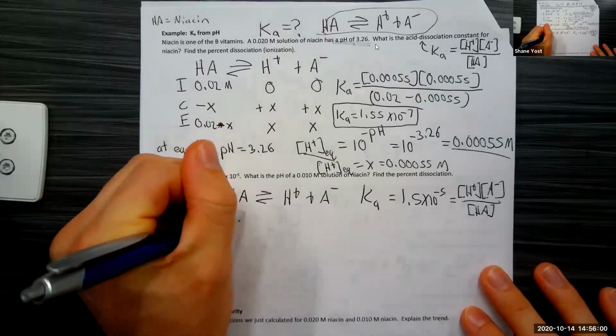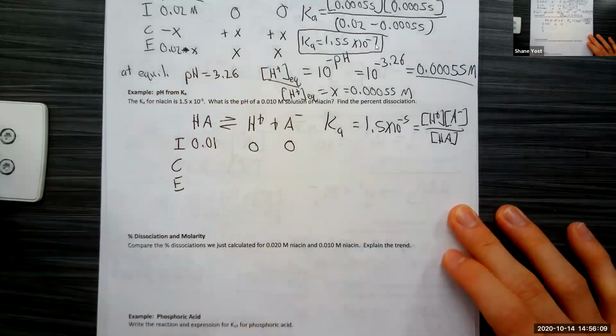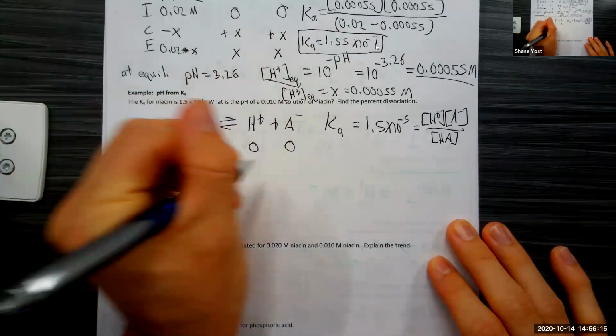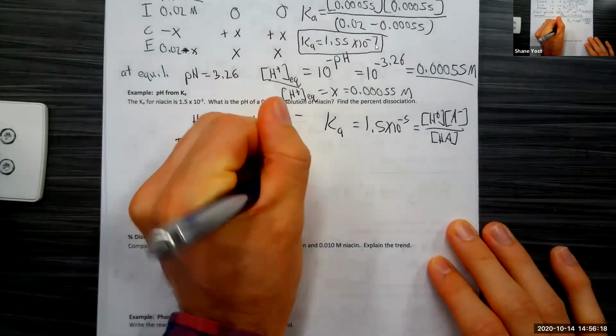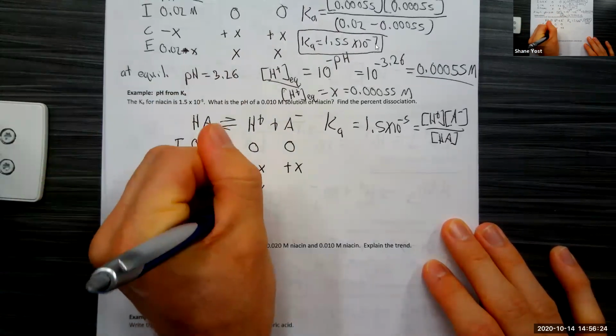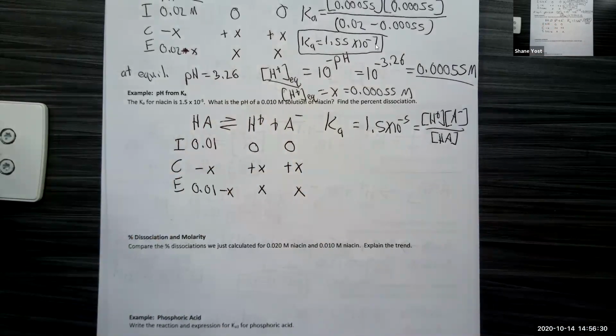I have 0.01 as my initial concentration of HA. I start off with none of my proton and none of my conjugate base. So I'm going to lose some amount of this and gain some amount of each of those, so I'll do 0.01 minus X, X, and X. Any questions about filling out this ICE chart? Hopefully we're somewhat familiar with it from the problems in chapter 15.